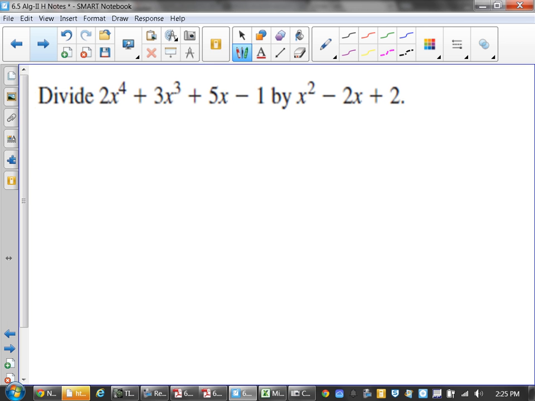So if there was a remainder? I'll show you, because I have a remainder next. Spoiler alert. Does it matter where you put them? Does it matter if you do x squared minus 2x plus 2 first? When it says divide this by this, this goes on the outside and this goes on the inside. Okay, that's how that works.